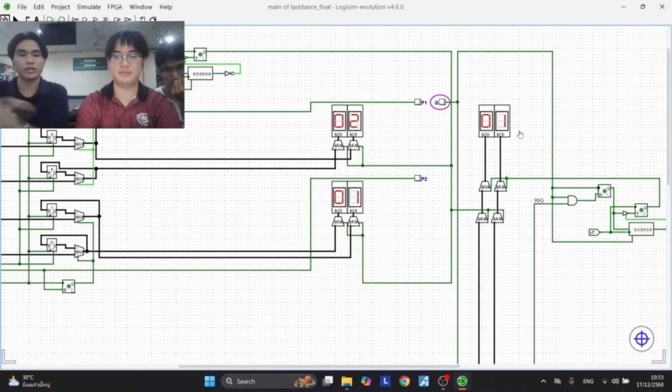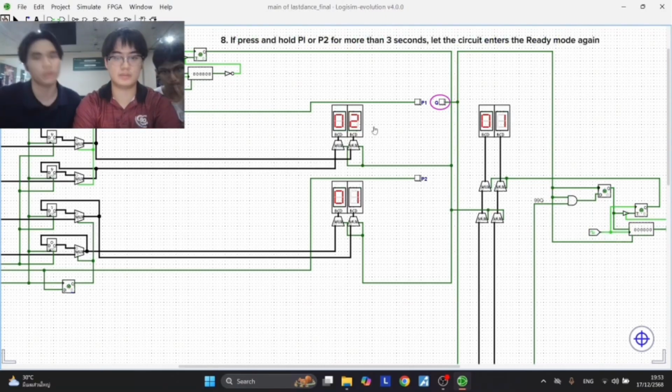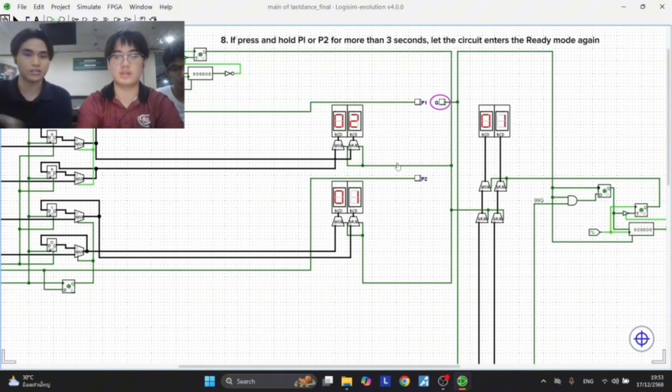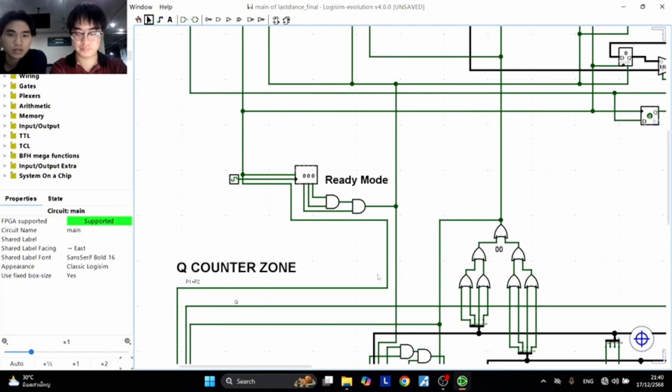And when we press button Q again, it's going to be 01. The next condition is ready mode. When you press P1 or P2 for 3 seconds, and this is our addition, this is our ready mode.